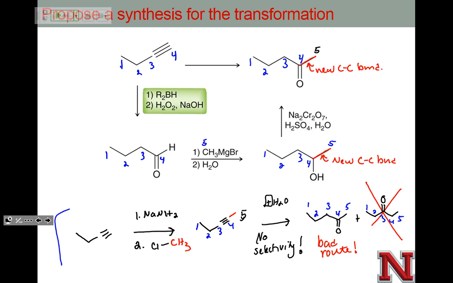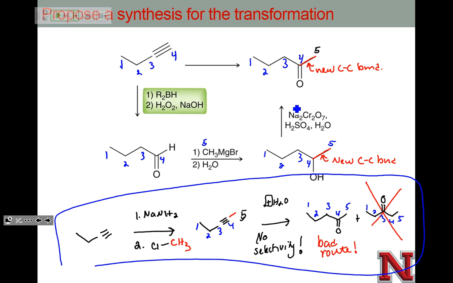So in this case, this route works a lot better than this bottom route, which does not work well at all, because we will get a mixture of products. So even though there's nothing inherently wrong with the bottom route as far as all of the reagents do work the way I say they do, my problem is I'm going to get a bad yield in the second route. I'm going to get a really low yield because I don't have any selectivity.